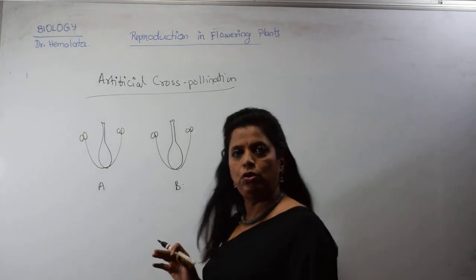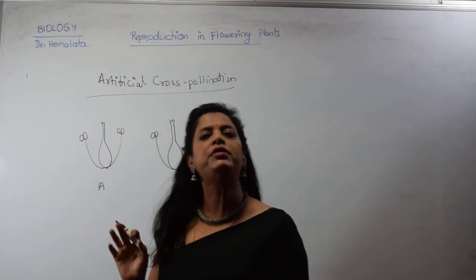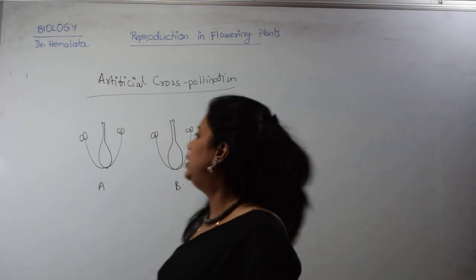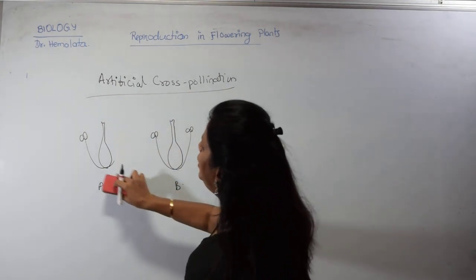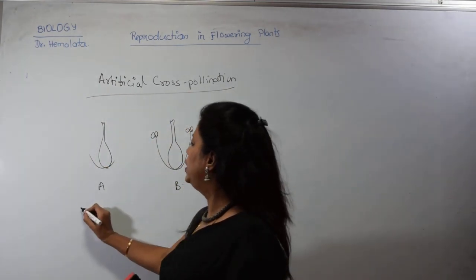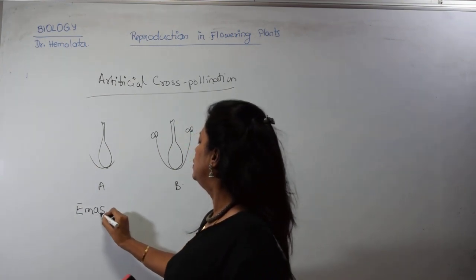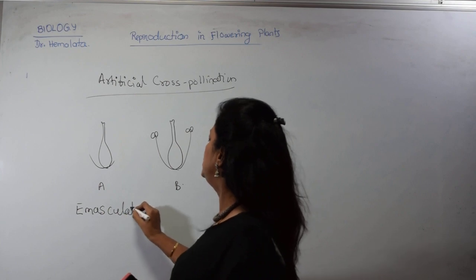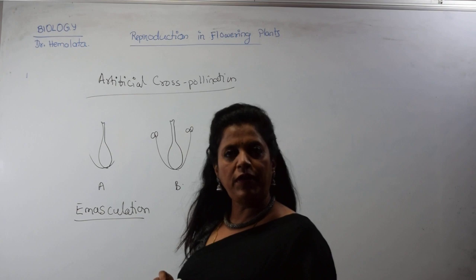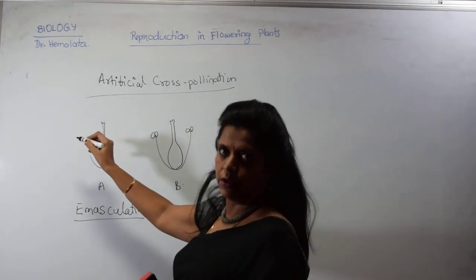If you leave them like that, so many times they undergo self-pollination. To avoid this, one thing should be done, that is cutting and removal of the anthers from one of the bisexual flowers. We call this emasculation. Emasculation is a word you have to remember. After emasculation, you have to take the pollen grains from this and transfer to this.